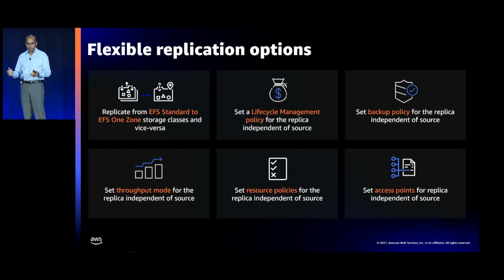So for example, you can optimize the destination file system storage cost by enabling a lifecycle management policy with a shorter age-off policy, like 7 days, for example, when compared to the source file system that has a higher age-off policy, which could be 14 days, 30 days, 60 days, or even 90 days. So you have flexibility in configuring the settings of the replica file system compared to the source file system.